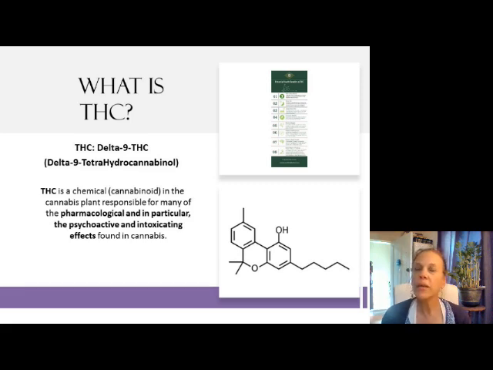Even if it's used medically or recreationally, there's typically going to be some THC in there. We'll talk about that in a minute, why that would be. But it is responsible, THC, for the intoxicating effects that can be brought on.